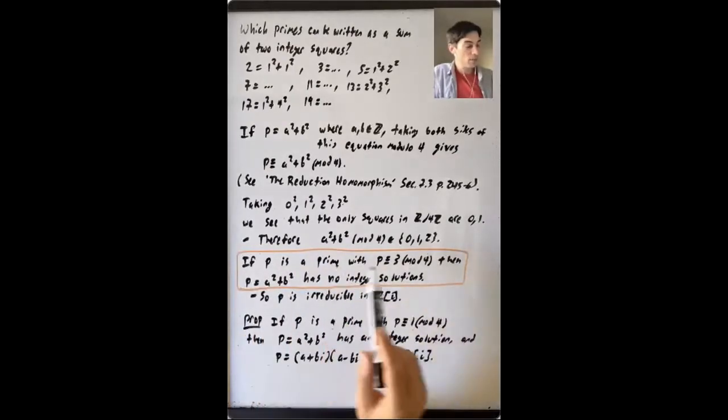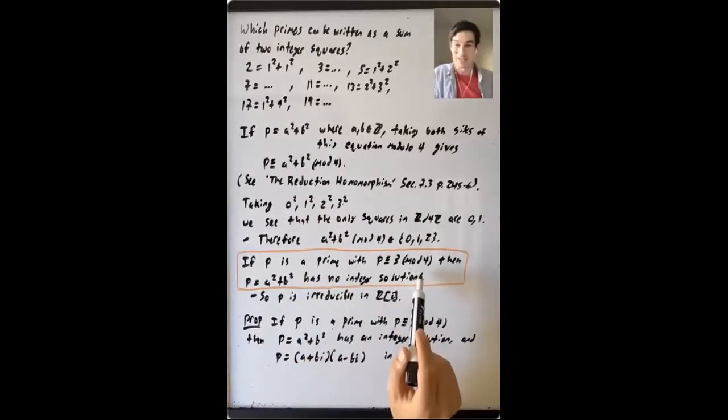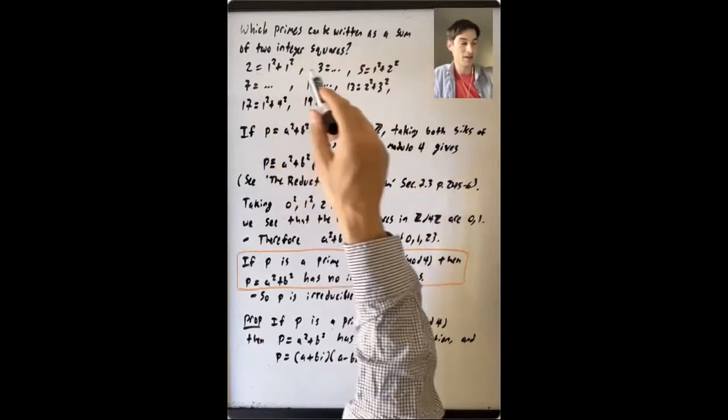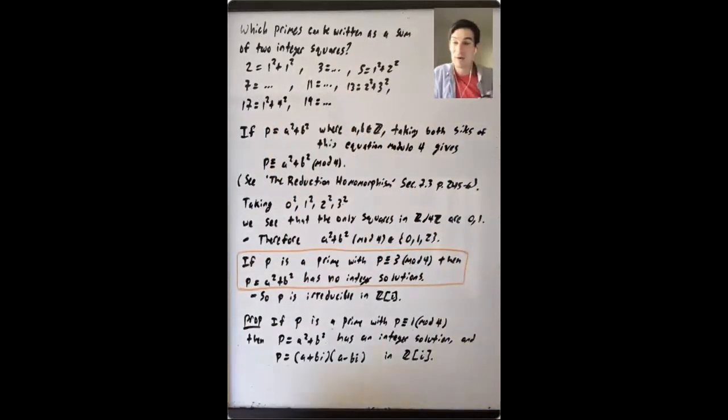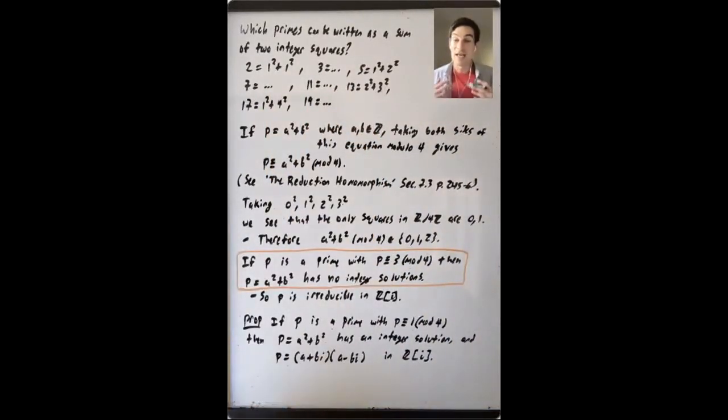Okay, so that's one direction here. If p is a prime with p equivalent to 3 modulo 4, then p equals a squared plus b squared has no integer solutions. So let's look back up here. 3, 7, 11, 19, primes that are equivalent to 3 modulo 4, you can't write any of them as a sum of 2 squares in Z because you can't even write them as a sum of 2 squares in Z mod 4Z.